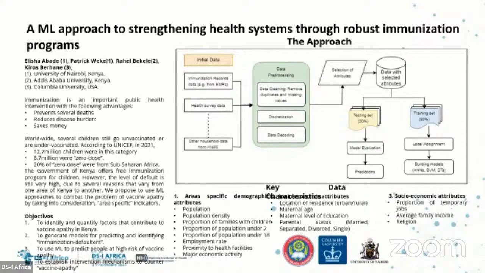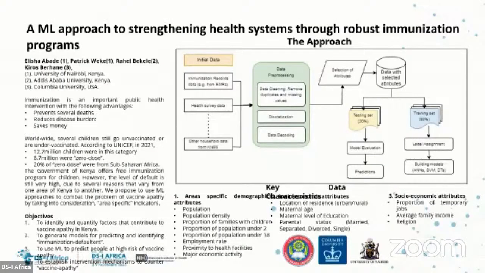The report says that 20% of the 8.7 million children who are zero dose, that means they were not immunized at all, are actually from Southern Africa. The report details even the countries where they are from, but I've not covered them here. In addition to this, the Kenyan government rolled out a free immunization program for children. But we still recognize that there are some cases of defaulters.